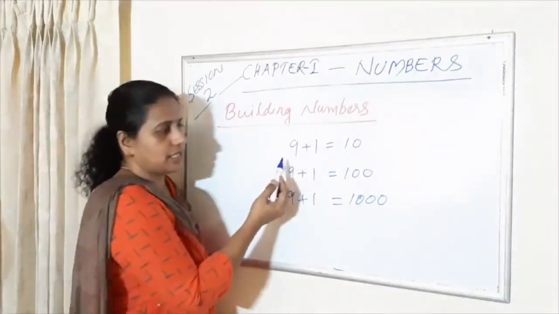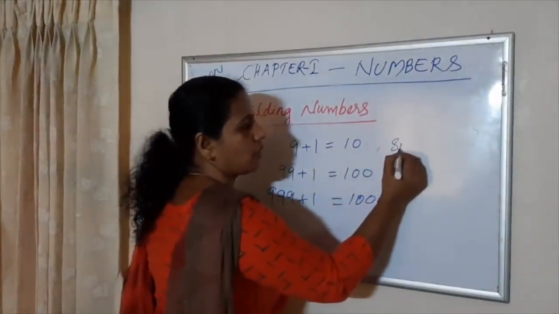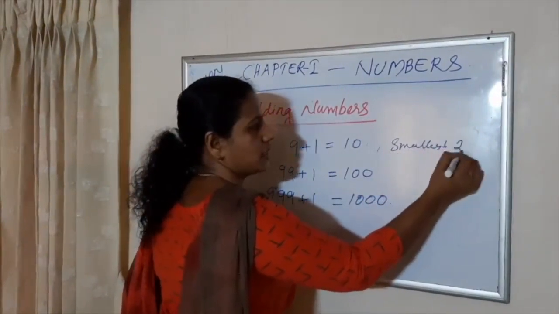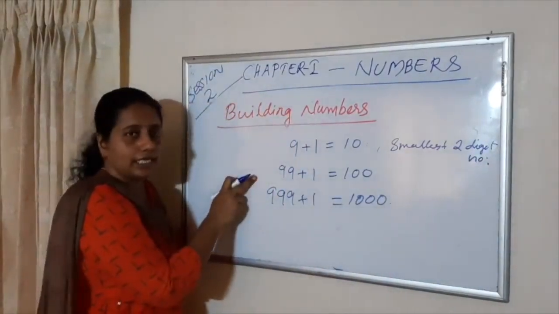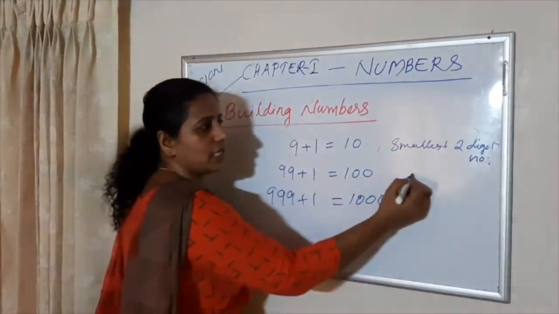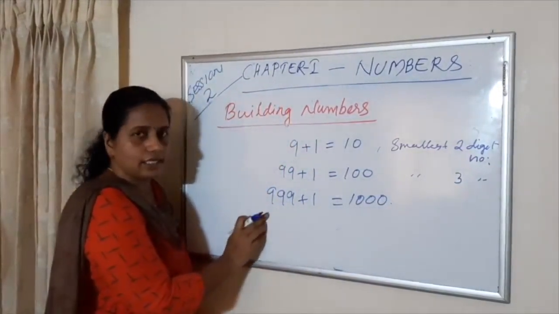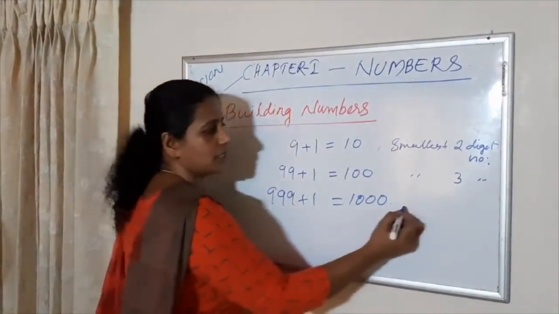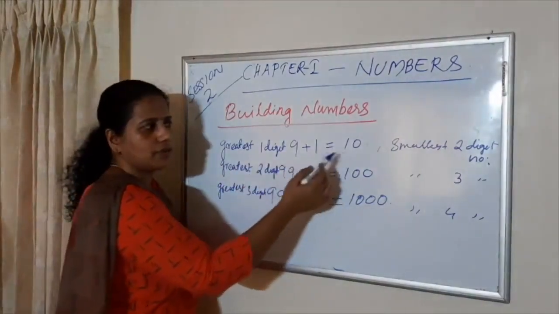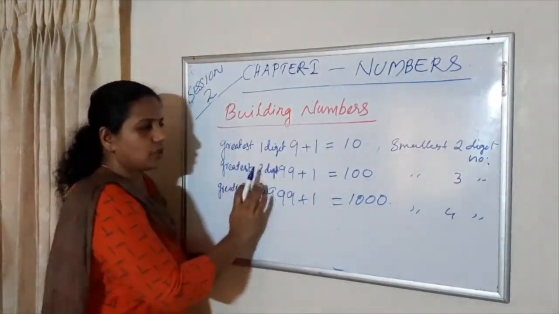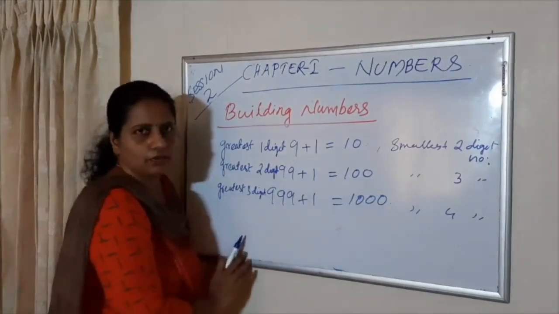Next, which is the greatest 1-digit number? That is 9. 9 plus 1 is equal to 10, the smallest 2-digit number. Similarly, 99 is the greatest 2-digit number. Plus 1 you will get the smallest 3-digit number. Next one is 999, the greatest 3-digit number. Plus 1 is the smallest 4-digit number. So greatest 1-digit plus 1 is equal to smallest 2-digit. Greatest 2-digit plus 1 is smallest 3-digit. Greatest 3-digit plus 1 is smallest 4-digit, and so on.